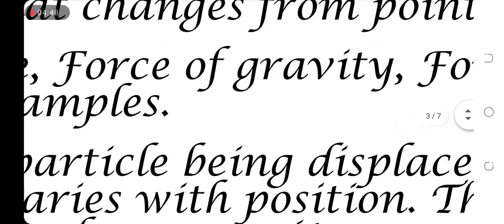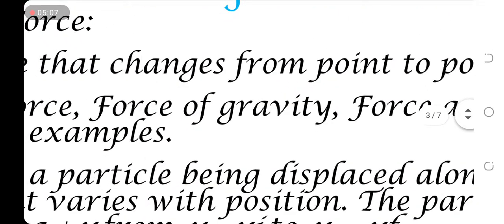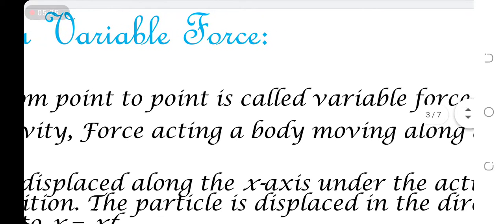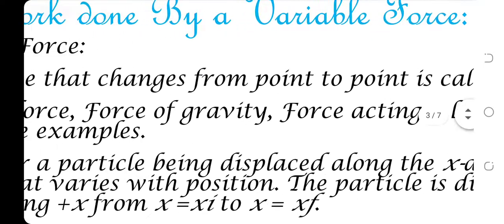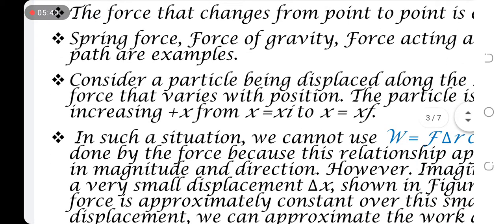Similarly, the other example is the force of gravity. If we place somebody in open air, the force of gravity, the weight, acts on it and pulls towards the center of the Earth. As we move from Earth's surface to high above the surface, the force of gravity varies. It decreases from the surface to infinite distance. Similarly, for a force acting on a body moving along a curved path, the direction of force changes as well as the magnitude. These are the three examples of variable force.